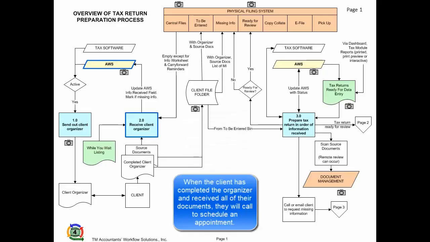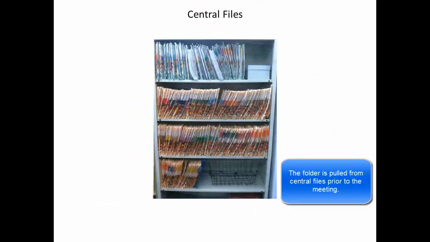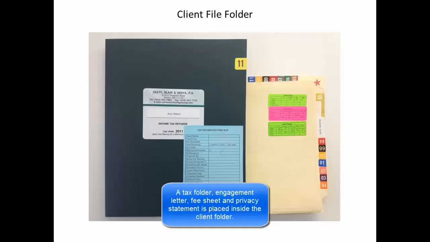When the client has completed the organizer and received all of their documents, they will contact the firm to schedule an appointment. The appointment information will be entered on that client's tax record in AWS. The client's folder will be pulled from Central Files prior to the meeting. A tax folder, engagement letter, fee sheet, and privacy statement is placed inside the client folder.